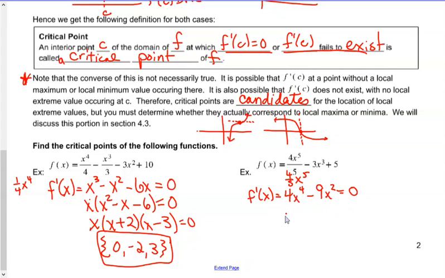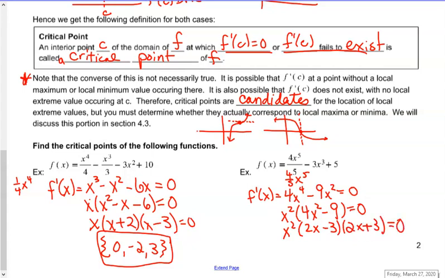Notice it is something I can factor, and this time the only thing that is common is an x squared. So I end up with x squared times 4x squared minus 9. And that is a nice little difference of squares. So I get x squared times 2x minus 3 and 2x plus 3. So it's very important for you to remember your factoring rules, okay?